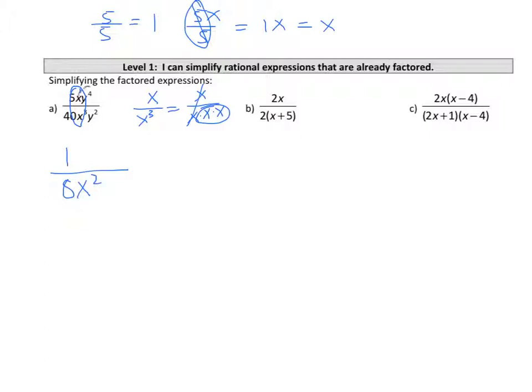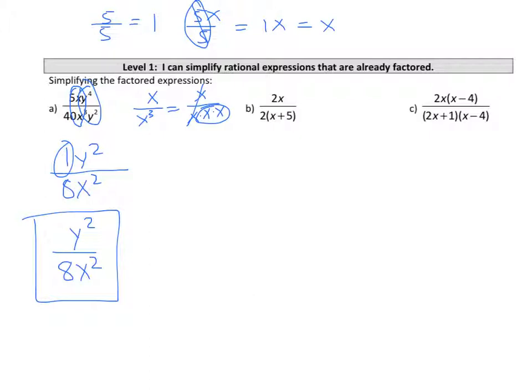Okay, and then I subtract the exponents for the y's. Y to the fourth over y squared, 4 minus 2 is 2, and those extras are going to be on the top this time. So I don't need this 1, I don't need to write it, so our final answer is y squared over 8x squared, and that's simplified.